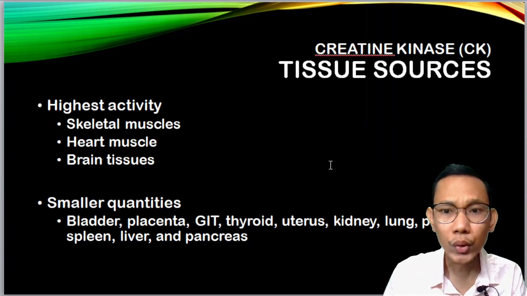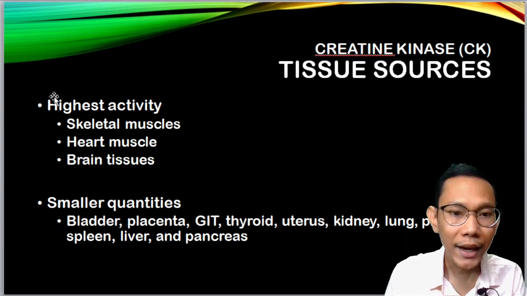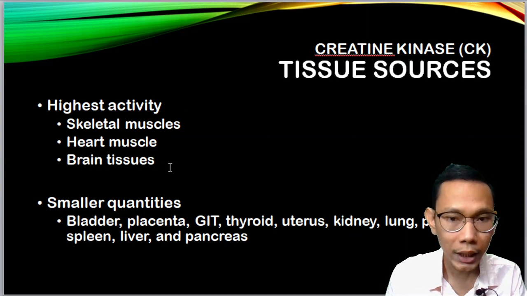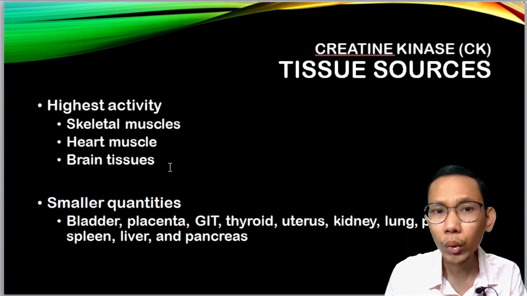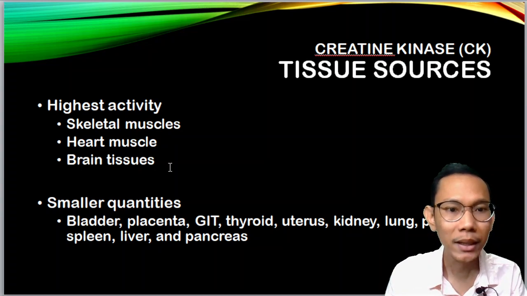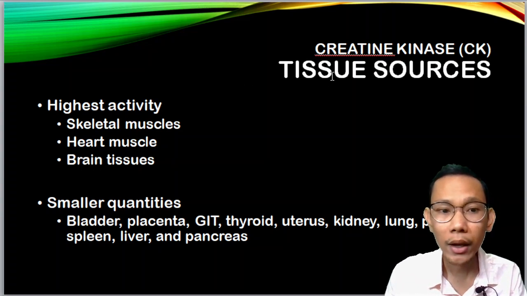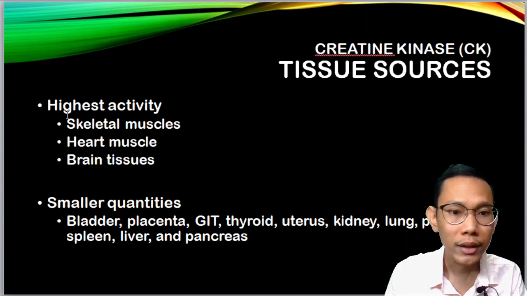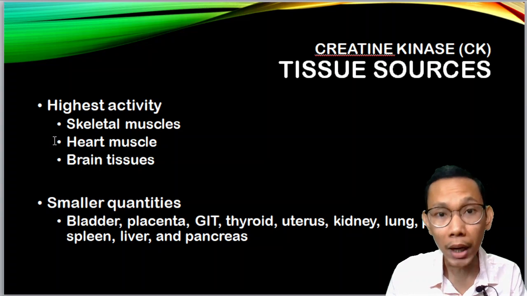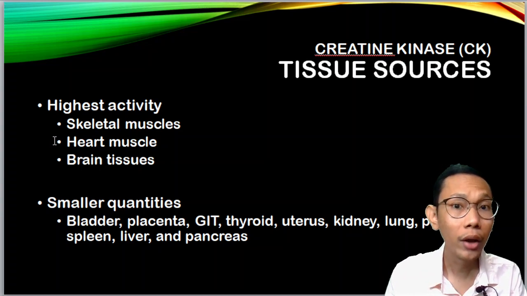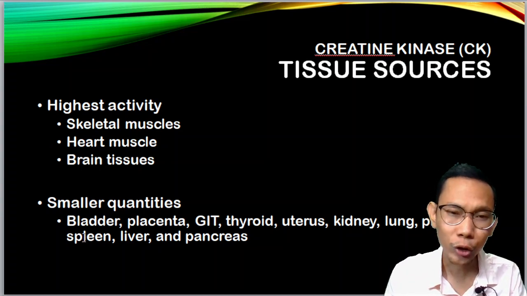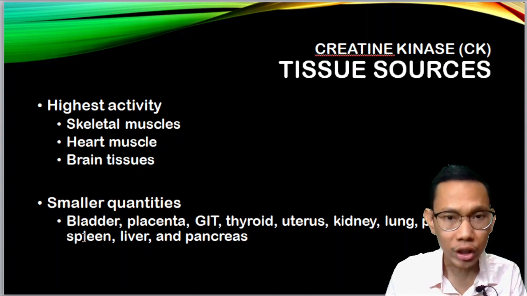So what are the tissue sources for your CK? The highest activity will be in skeletal muscles, heart muscles, and brain tissue, because it has something to do with muscle activity, muscle contraction. So we expect that the majority of your CK will be located in your skeletal muscles, heart muscle, as well as your brain tissue. But this could also be located in other organs of the body, such as your bladder, placenta, GI, etc.